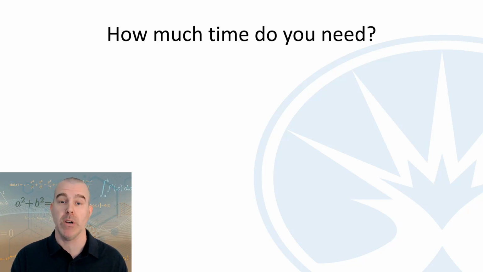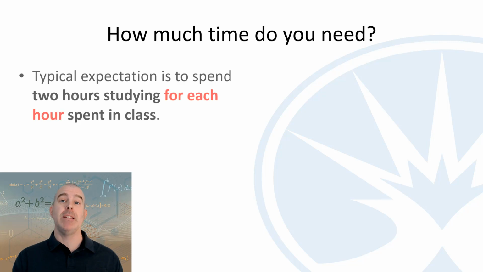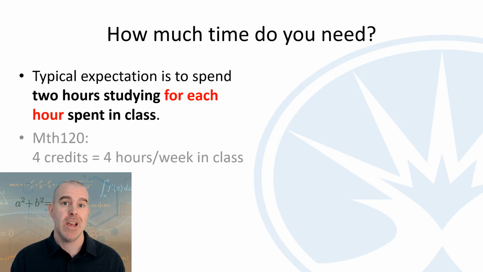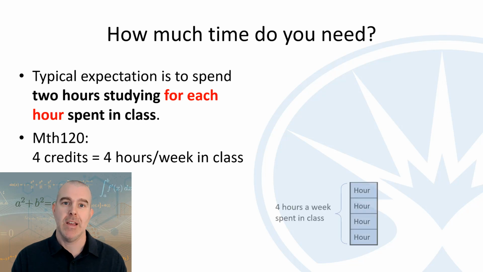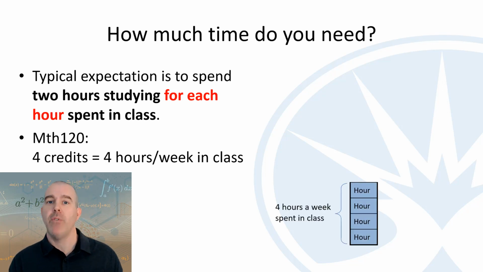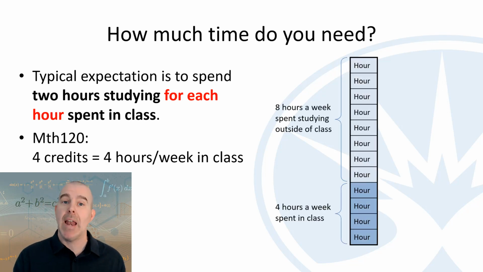The typical expectation is 2 hours outside of class for each hour inside of class. That's a typical expectation for a college course. Math 120 is 4 credits, which means if we were in a face-to-face class, we would meet 4 hours a week in class. So typical schedule, we'd have 4 hours a week in class, we'd expect 8 hours a week outside of class. That's doing homework, working on projects, studying for tests, etc.